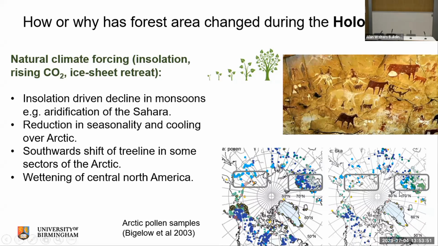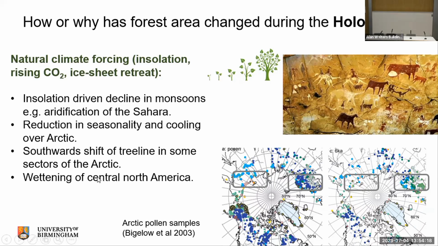You can see these two maps here showing pollen samples: on the left, the present day, and on the right, 6,000 years ago, so the mid-Holocene again. You can see a shift. The pink here is tundra, which has been replaced by forest in the mid-Holocene in central Siberia. And over Northern Europe, there's a shift from coniferous forest to more cool temperate forest towards the Arctic Circle.